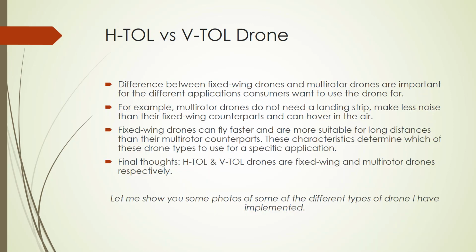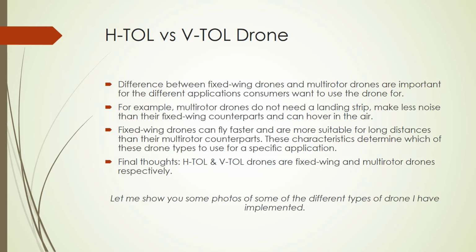So the next is we want to talk about the comparison between the HTOL and the VTOL. So here the differences between the fixed wing and the multi-rotor are thus. Some of them actually consume more energy than the other. For example, the multi-rotor drones do not need a landing strip, so you can land your multi-rotor even on the ceiling of your house. It makes less noise as well. And also the fixed wing doesn't hover just like the multi-rotor. So we have a lot of comparison.